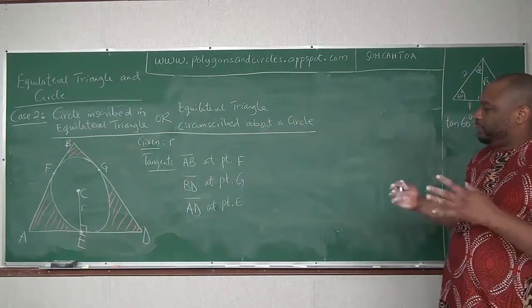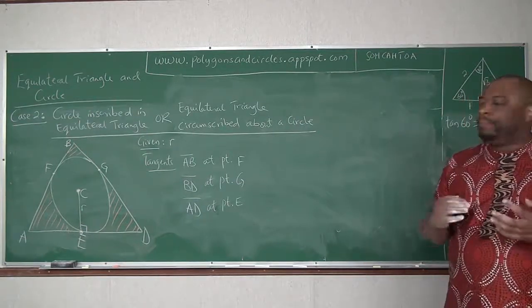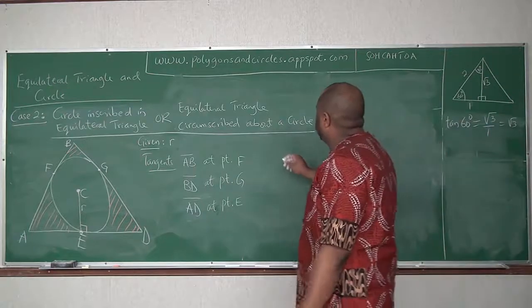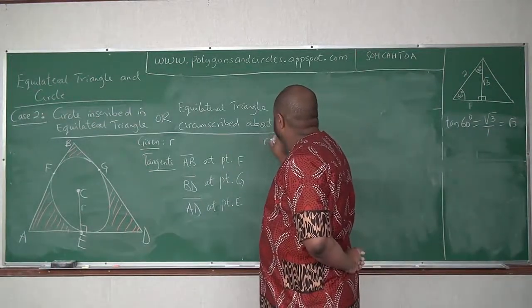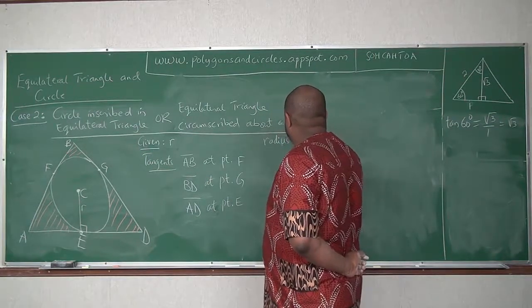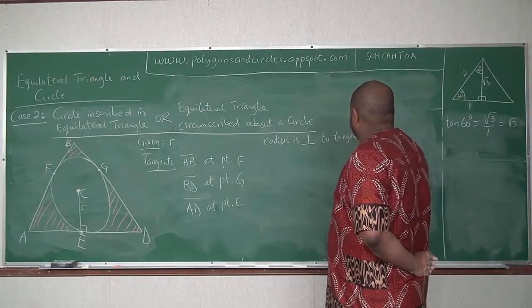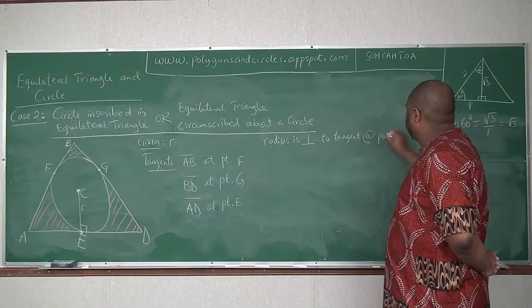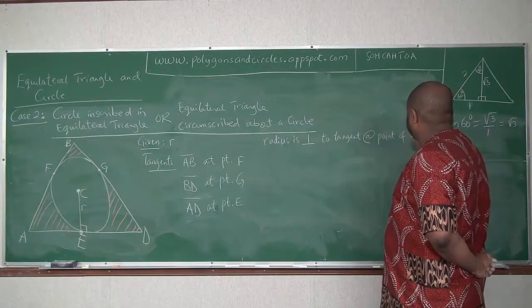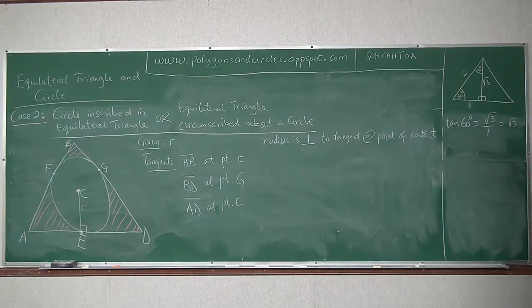E is the point of contact or the point of tangency. And we know from circle theorem that radius is perpendicular to tangent at point of contact. Okay? This is a theorem. Radius is perpendicular to tangent at point of contact, at point of tangency. We call it point of tangency or point of contact. Radius is perpendicular to tangent at point of contact.